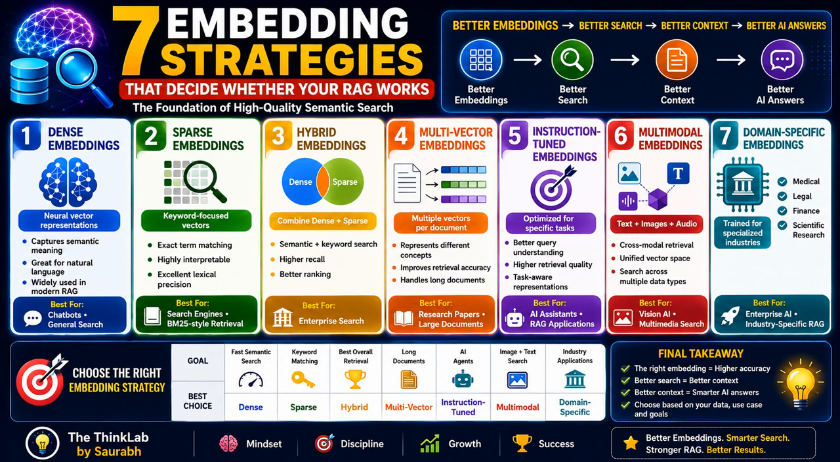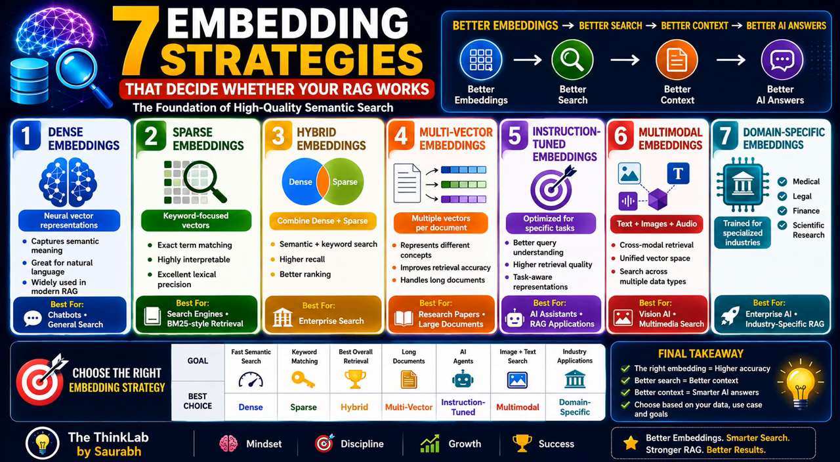So at the end of this video, let's quickly summarize today's lessons. Dense embedding captures the semantic meaning. Sparse embedding focuses on keywords. Hybrid embedding combines semantic search and keyword search. Multi-vector embedding represents multiple concepts in one document. Instruction-tuned embedding is optimized for a specific task. Multimodal embedding works across text, image, audio and video. Domain-specific embedding is trained for specialized industries.